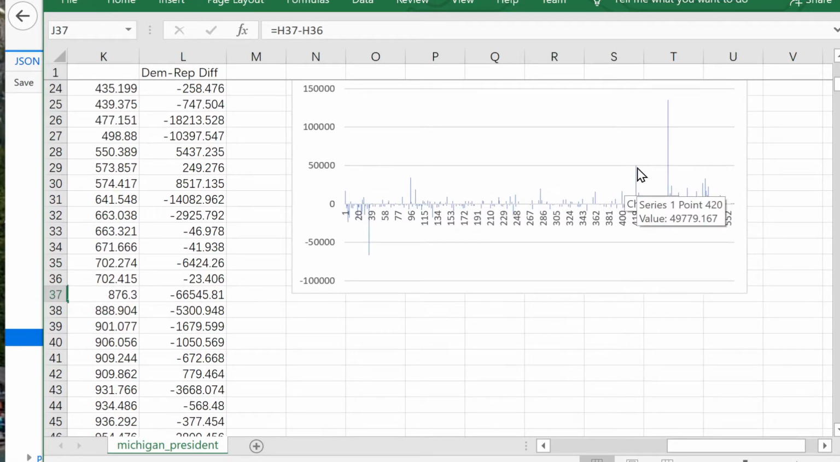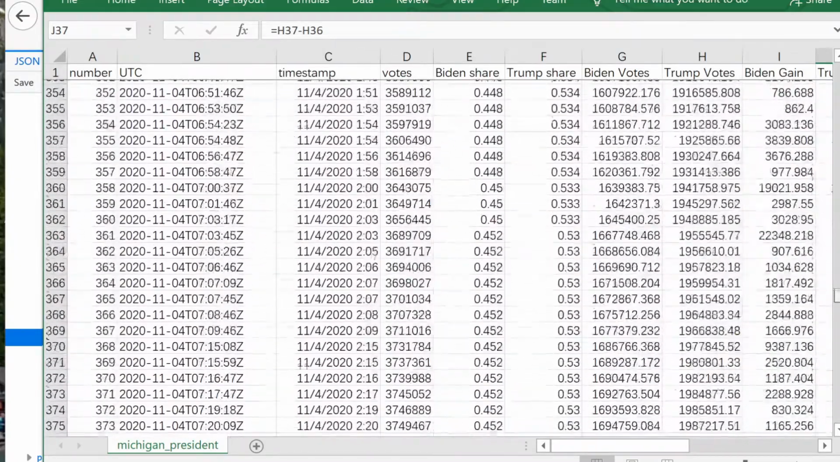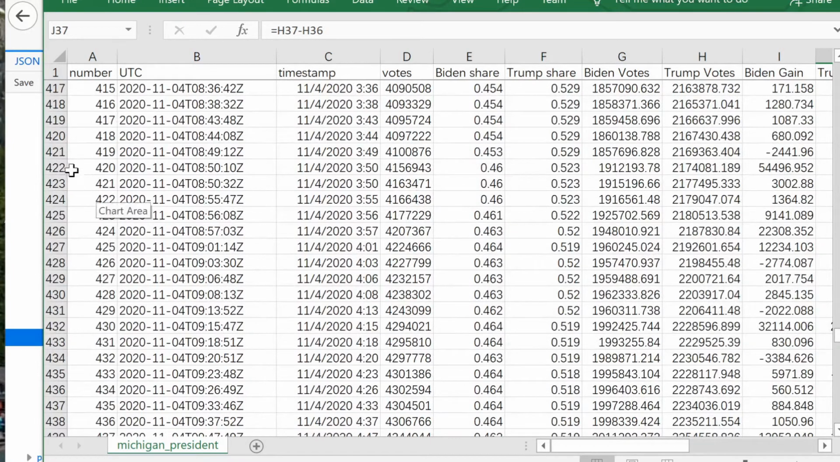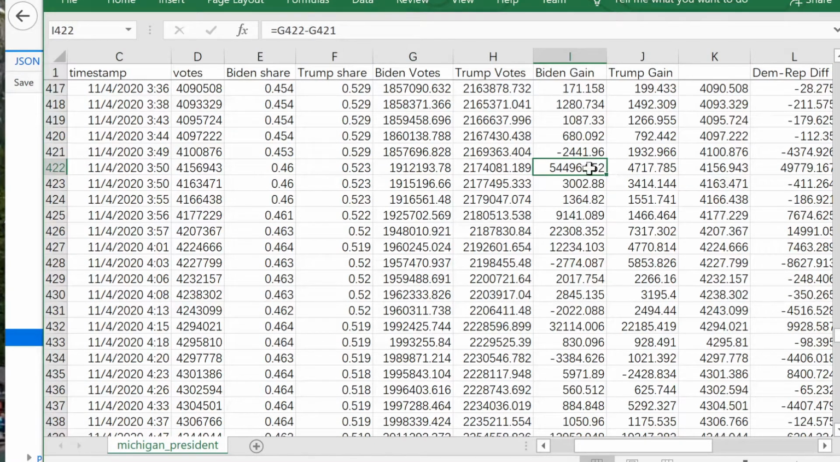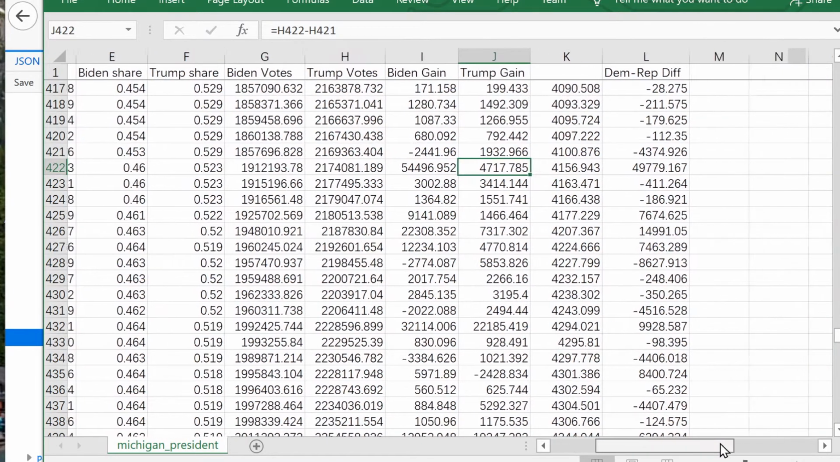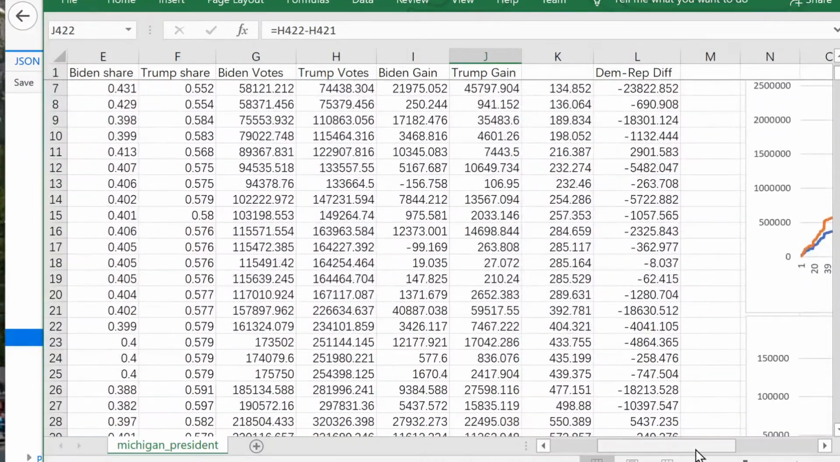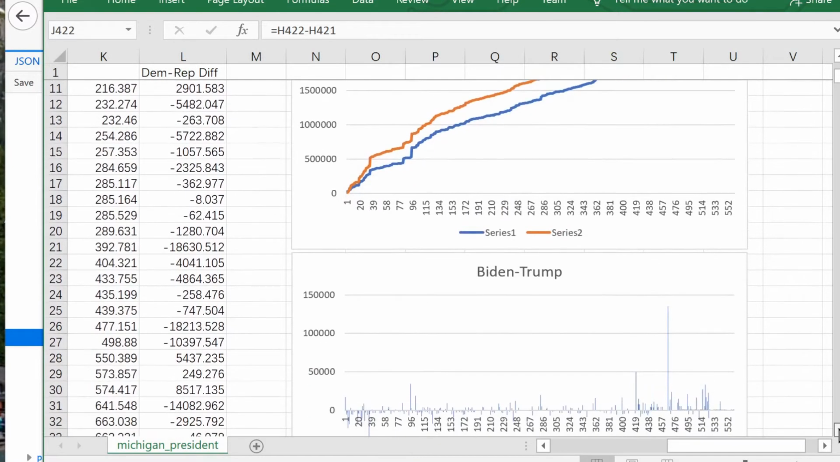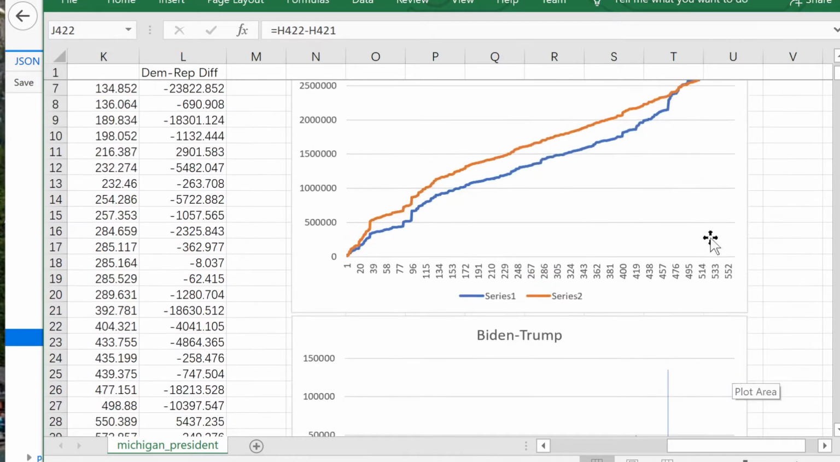But let's look at this. So this is point 420. Now this one is of some real concern because Biden has 50,000 votes and Trump only has 5,000 votes. And the biggest one is this. You see this is at the same place as this. So this is where Biden's votes catch up to Trump.